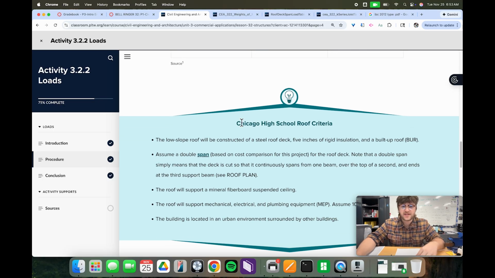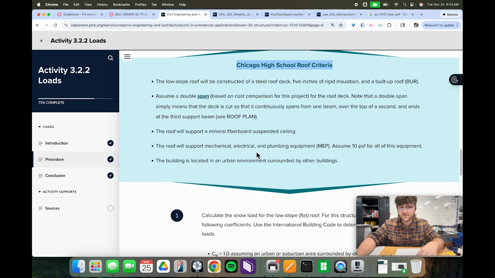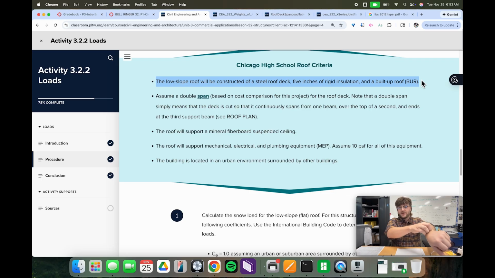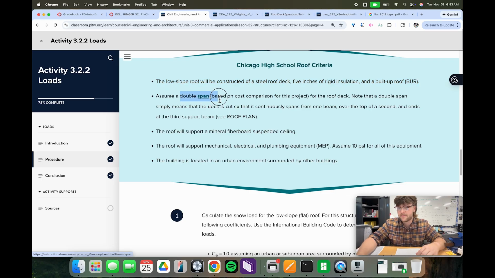All right. So this is the actual Chicago high school roof criteria. You want to make sure that you familiarize yourself with this. For instance, whenever you're calculating the dead load or the weight of materials, we're going to be looking at this bullet point here. They're also telling us here that this is going to be a double span, so that's very important to know too. Make sure that you go through this and understand all of this.